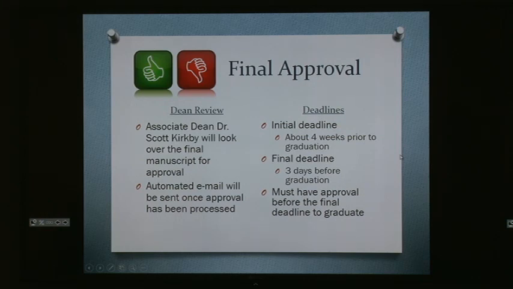The final deadline is about 3 days before graduation. You don't want to be there, but I've never had anybody not make graduation just because I couldn't get through stuff. It's never been on my watch. I've always been able to get everybody through.